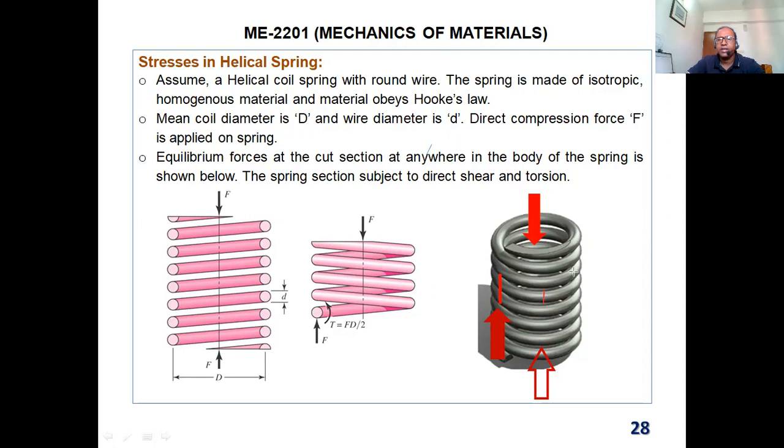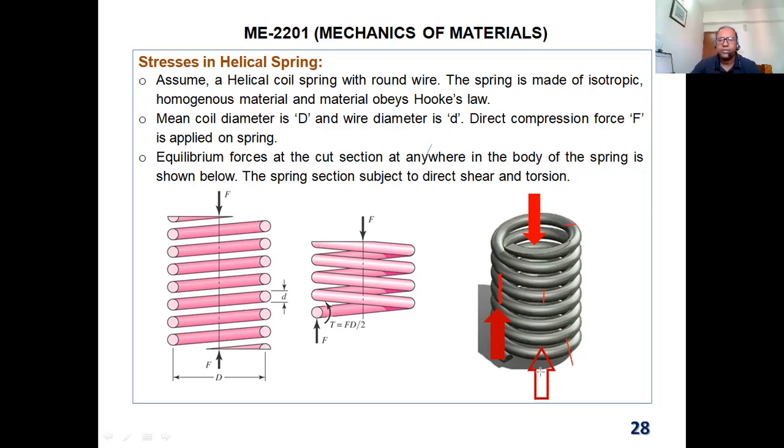It might be any wire in the peripheral area; the wire might just break and become two parts. That means complete failure of the spring. So a part that fails or becomes two parts is subject to shear stress. If shear stress acts somewhere, then it becomes two parts.